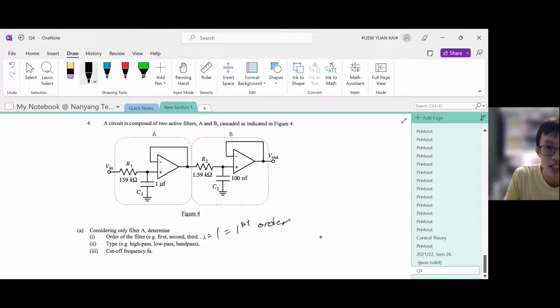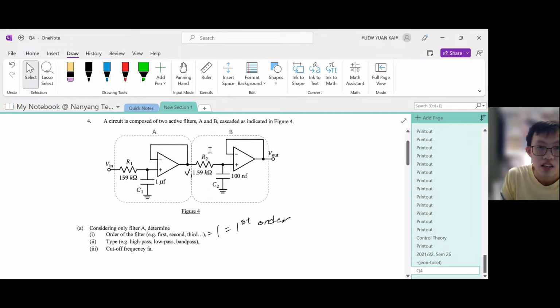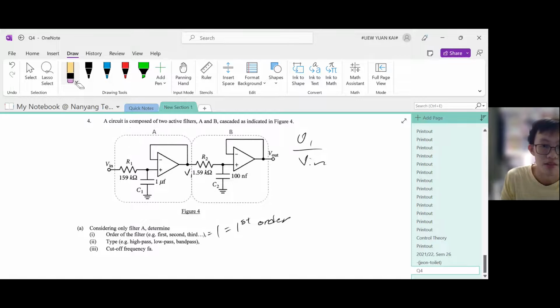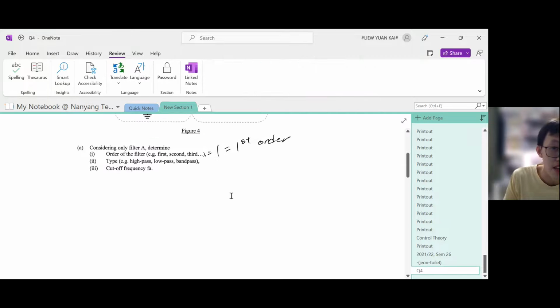Now, notice that this is called a cascading op amp or a composite op amp, meaning it's not just a single op amp, it's an op amp connected to an op amp again, so many times. So they've labeled the output, they labeled the input, but they never labeled the intermediate stage. Okay, so let us label it with V1. If I want to find the gain of A alone, I need to find V1 over V in, correct? Because that is the V out over V in for the filter A alone. So that's our objective. That's our first gain.